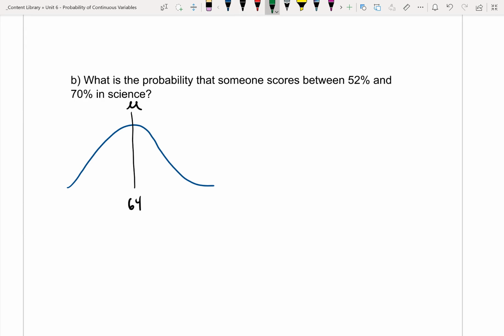I do know that my standard deviation, for science, is 6. So if I go one standard deviation above, I'm at 70. If I go one below, I am at 58. And if I go two below, so minus 2 standard deviations, I am at 52%.